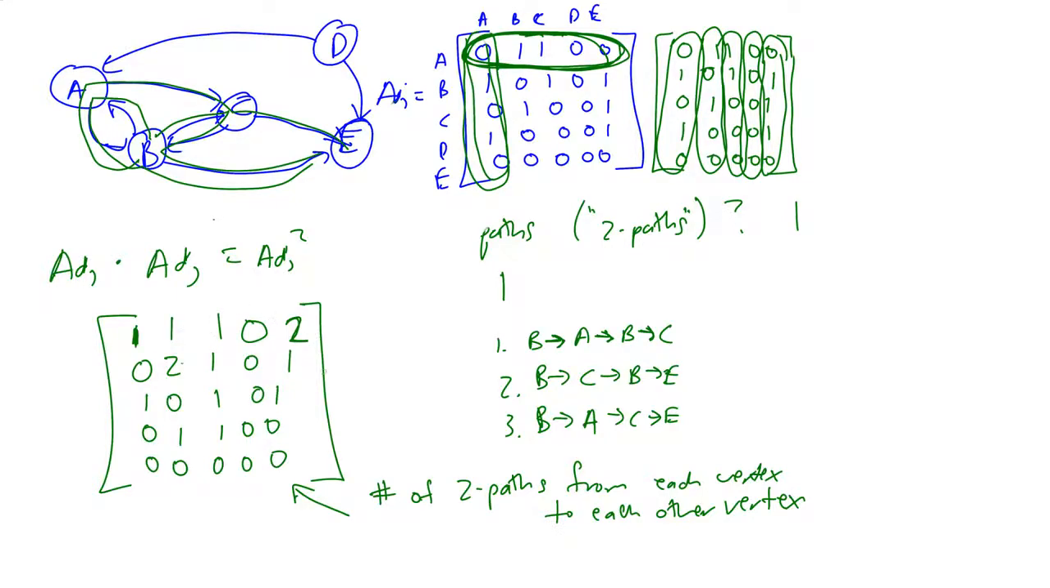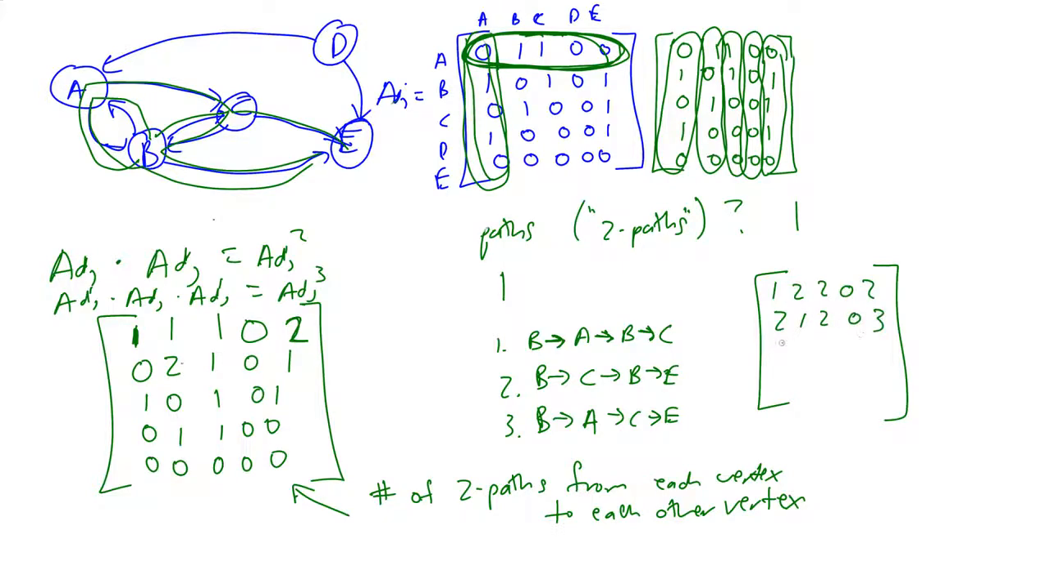And that is true for this entire matrix. And in fact, we can repeat this process, because if I take ADJ times ADJ times ADJ, that's ADJ cubed, right? And if you multiply that out, what you will get is the following: 1, 2, 2, 0, 2, 2, 1, 2, 0, 3, 0, 2, 1, 0, 1, 1, 1, 1, 0, 2, and then all zeros on the bottom. This is the number of 3 paths from every vertex to every other.